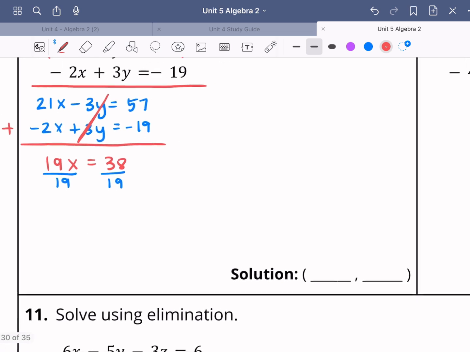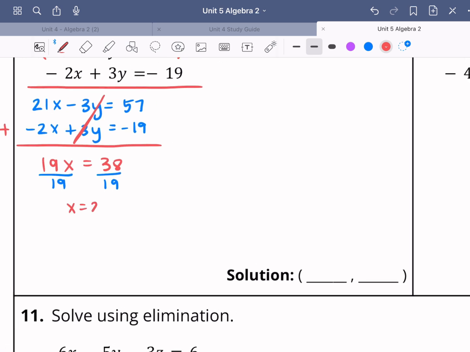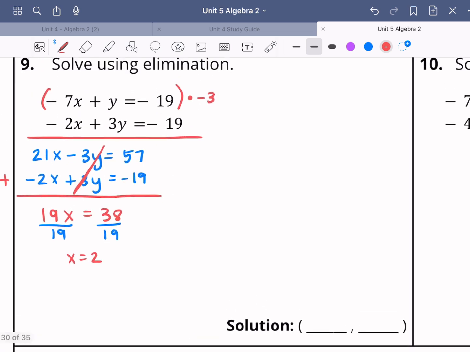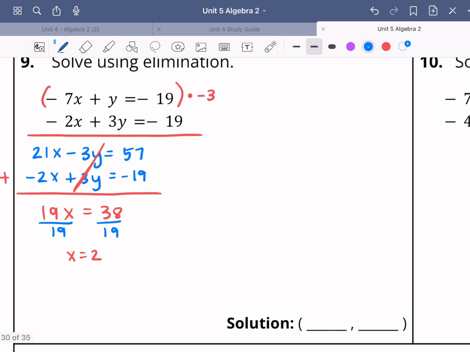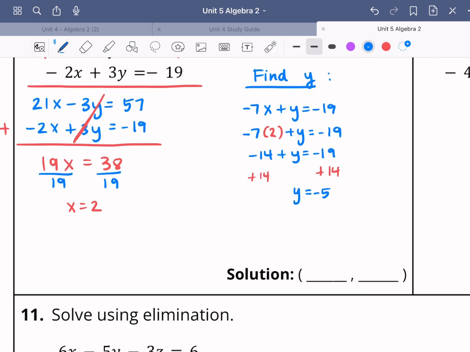I get x equals 2. To find my y value, I will simply substitute this into either equation. I'll just go with the first one. So my solution is 2, comma, negative 5.